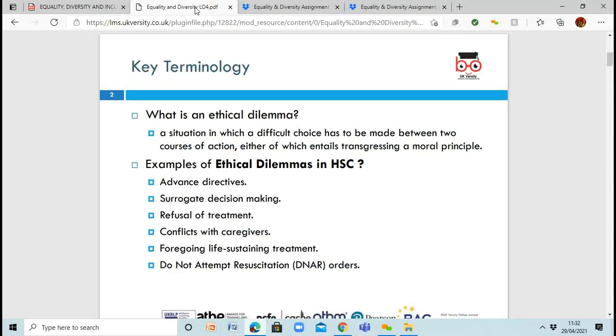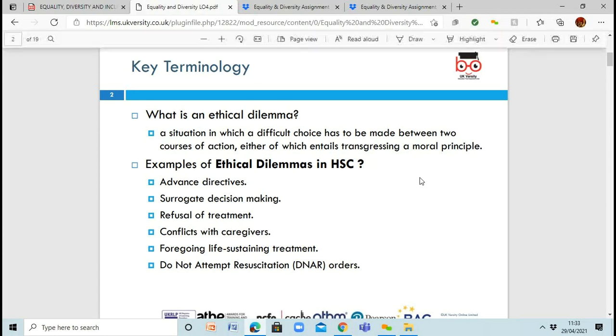So when we're looking at ethical dilemmas, we need to know what an ethical dilemma is. So normally it's just a difficult choice that you need to make between 2 actions or 2 choices. So it really means what suits you, what your own principles are, what your own morality is. So normally it's not an easy decision. It is always a difficult situation that you're having to think about.